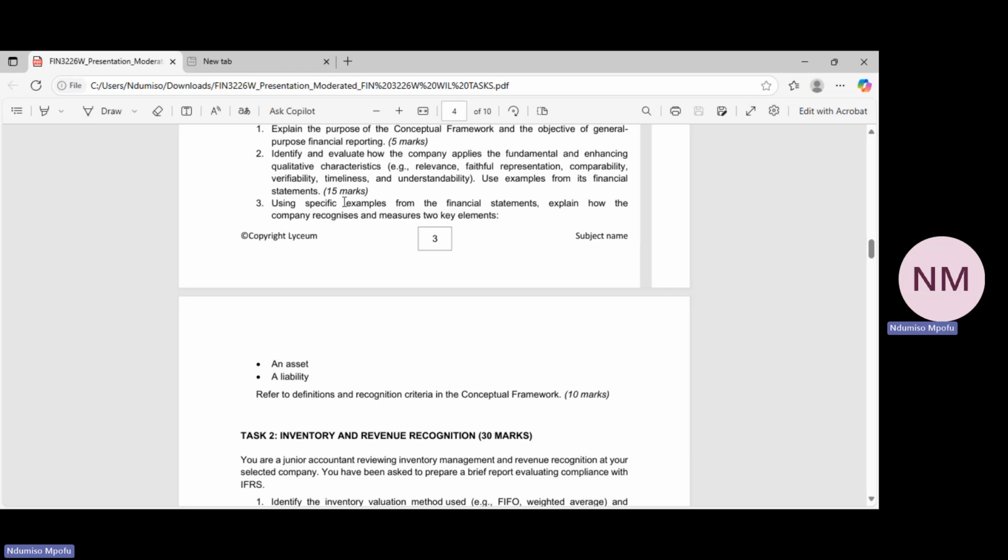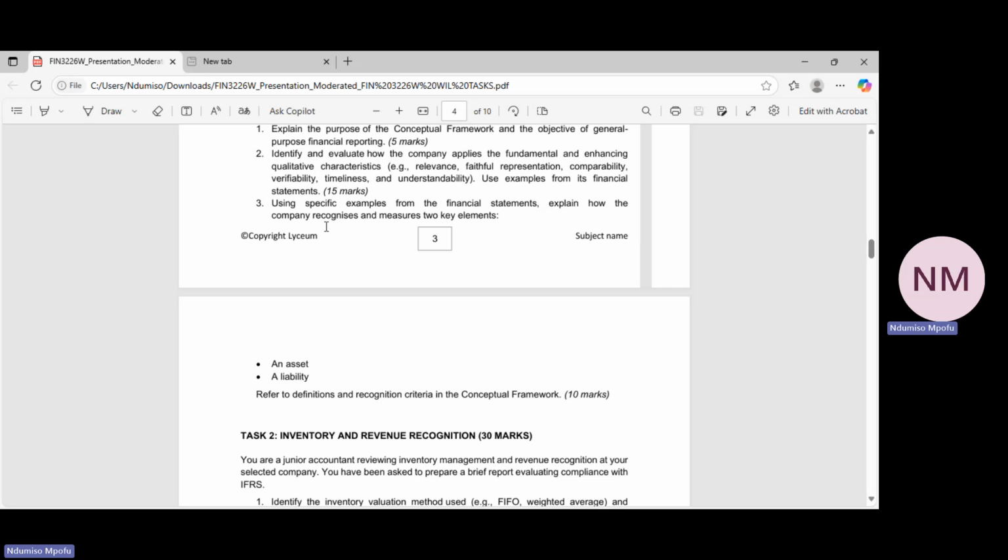Explain how the company recognizes and measures items in the financial statement. Right. So firstly, I said you divide your answer into 2. You look at assets, you look at liabilities. Then I will start with the first part. Let's say you are looking at assets. Firstly, you explain how assets are recognized. Recognition and measurement of assets.